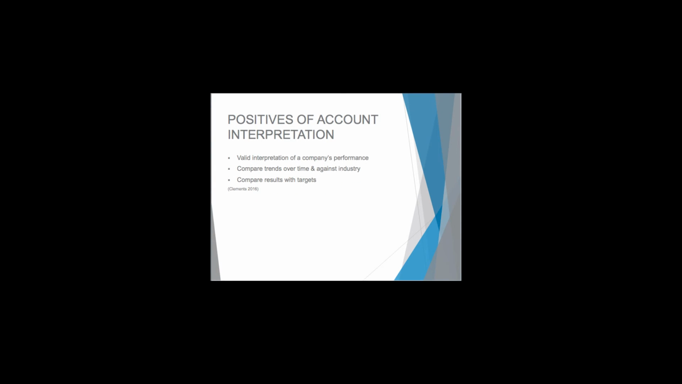On the flip side, there are positives for account interpretation and using investment ratios. They do give potential investors a valid understanding of a company's performance, giving them the information to make decisions which can be justified. Ratios also enable management as well as investors to compare performance with previous data to identify trends, and also against their competitors within the industry. Plus, it's a simple way of seeing if a company has met its targets and allows management to determine the financial stability of their business.